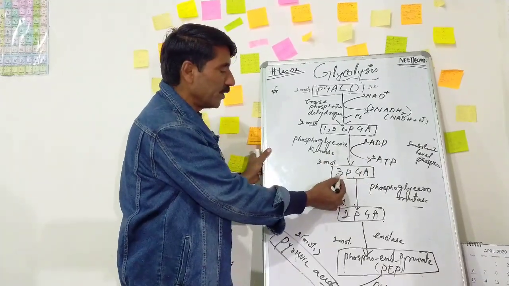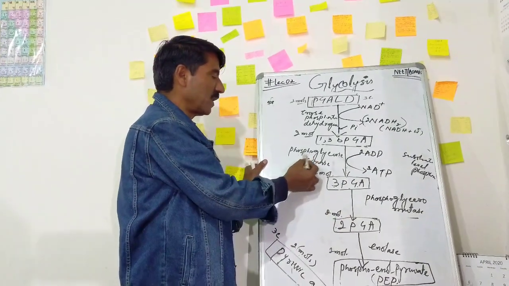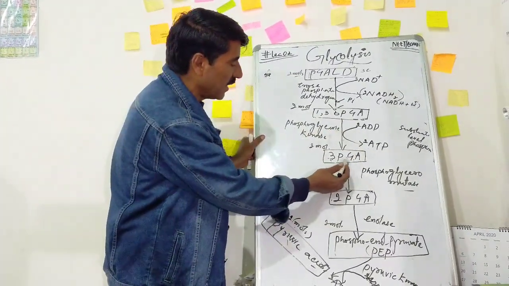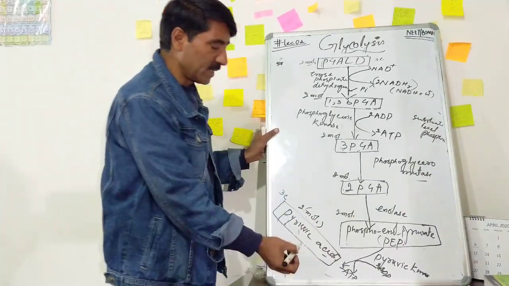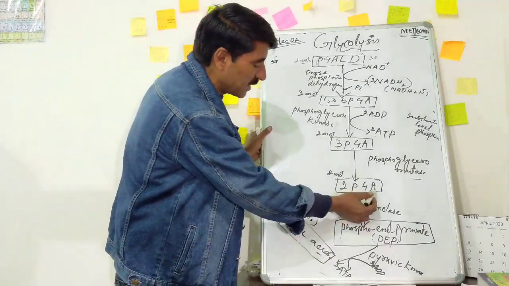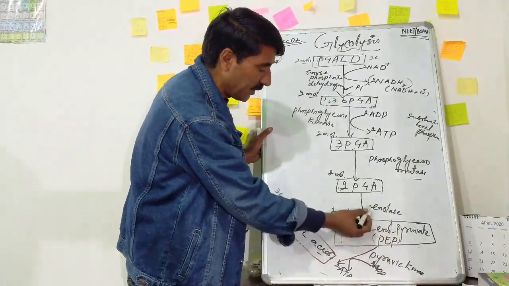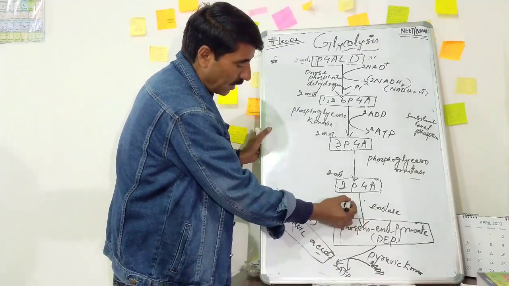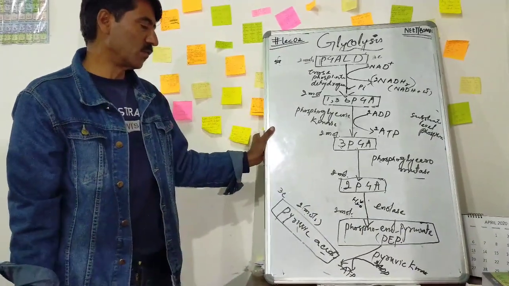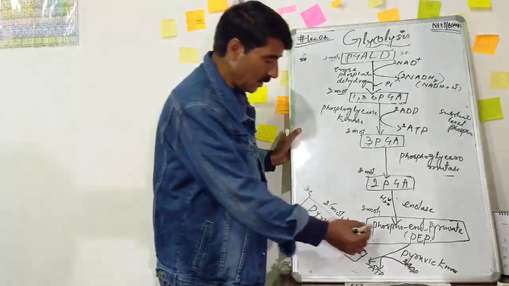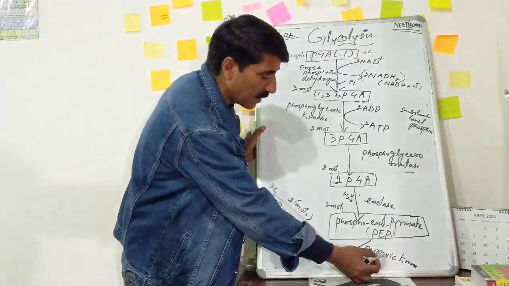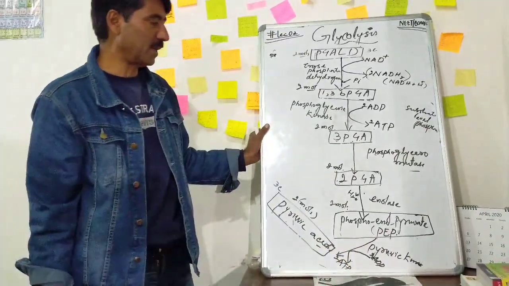1,3-bisphosphoglyceric acid gets converted into 3-phosphoglyceric acid in presence of phosphoglyceric kinase. Here 2 ATPs are produced. 3-phosphoglyceric acid gets converted into 2-phosphoglyceric acid in presence of phosphoglyceromutase. Then 2-phosphoglyceric acid gets converted into phosphoenol pyruvate in presence of enolase. This is a dehydration reaction, so water is being removed here. The phosphoenol pyruvate now gets converted into pyruvic acid in presence of pyruvic kinase. Here also 2 ATPs are formed.